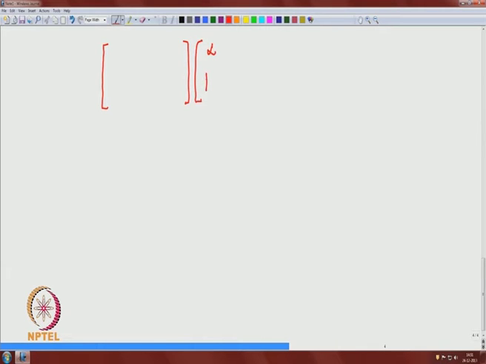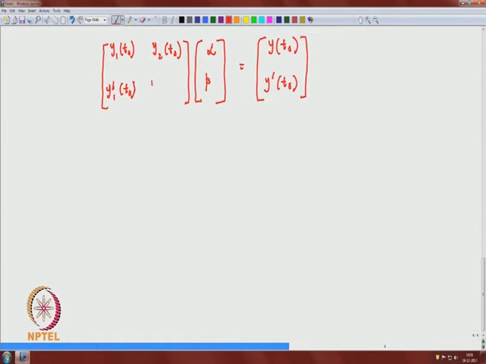You have alpha here, beta here, and on the right side you have y at t naught, y prime at t naught, and on the left side you have y1 at t naught, y2 at t naught, second entry here y1 prime at t naught, and this is y2 prime at t naught.